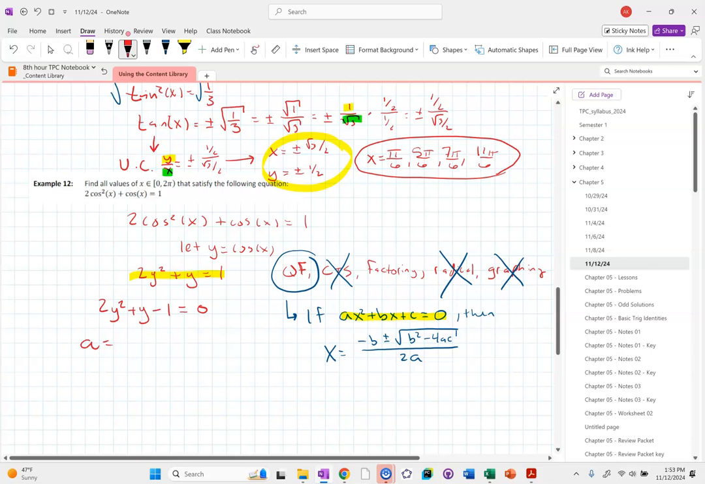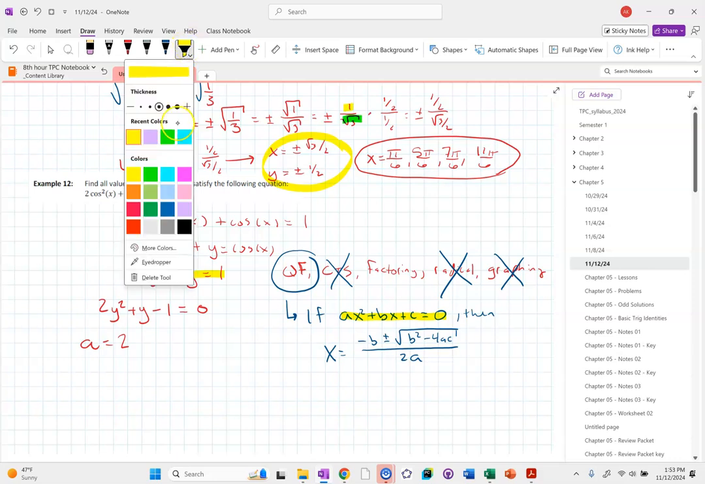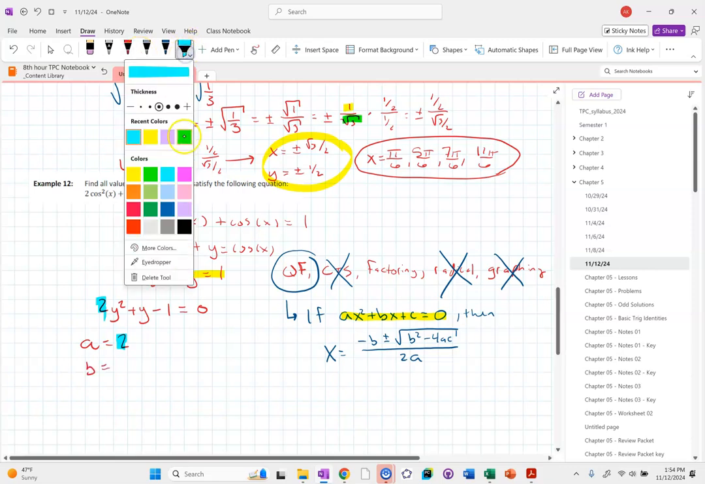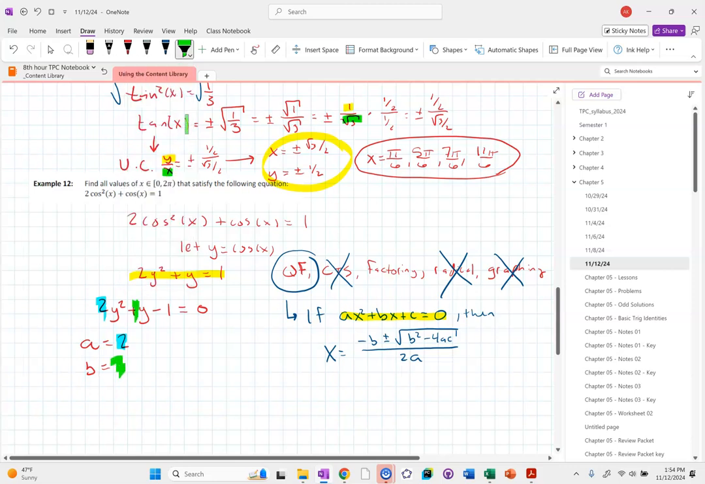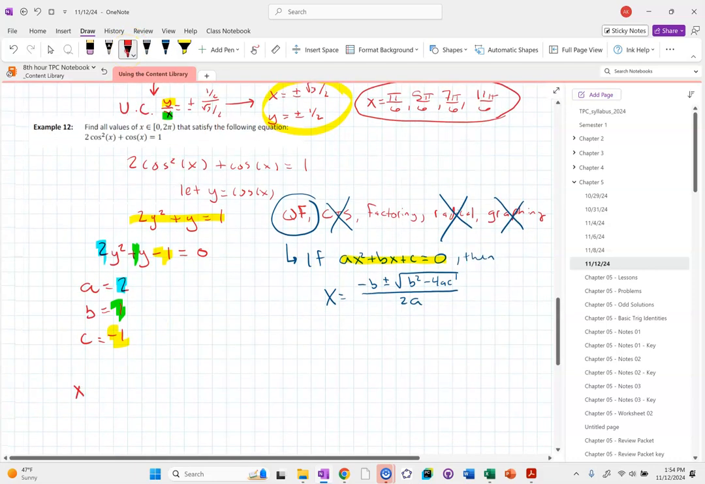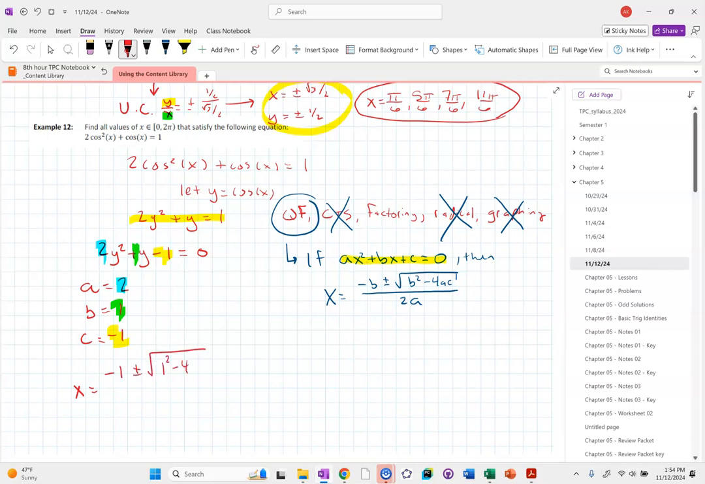What's the value for A? 2. What's the value for B? 1. And what's our value for C? Negative 1. Okay, so we can say x equals negative 1 plus or minus the square root of 1 squared minus 4 times 2 times negative 1, all over 2 times 2.